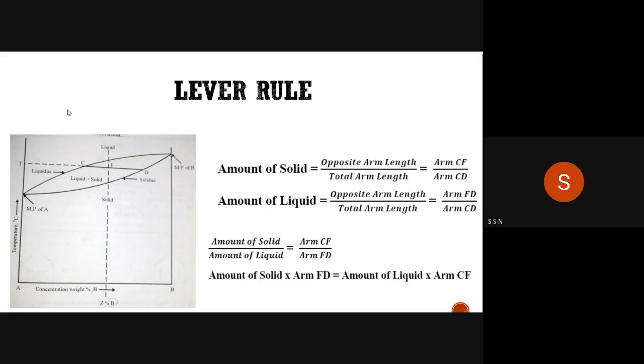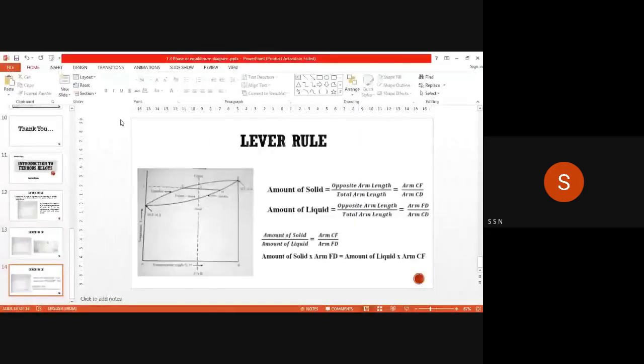Or just remember the first two formulas, that is, the amount of solid is equal to the opposite arm length divided by the total arm length, and the amount of liquid is equal to the opposite arm length divided by the total arm length. Just the first two formulas you can remember. In exam, there is no problem based on these two formulas, but you have to explain this lever rule. Hope you understood how to find out the amount of solid and liquid phases present inside the phase diagram if that system is having binary solid solution alloys.